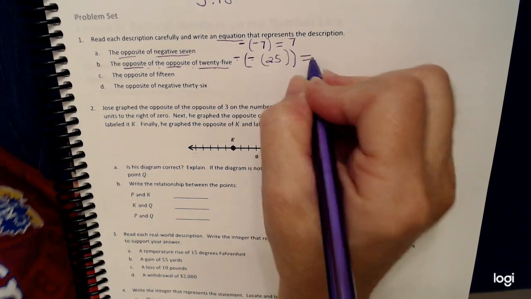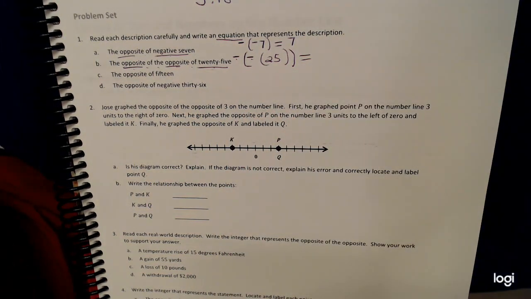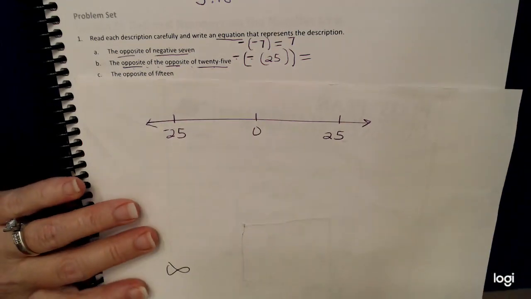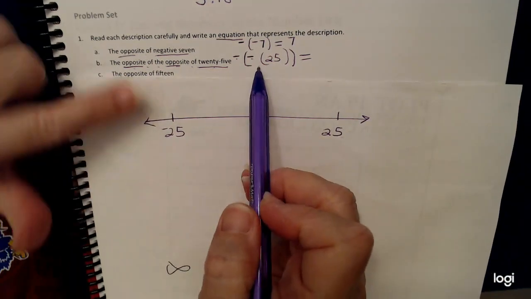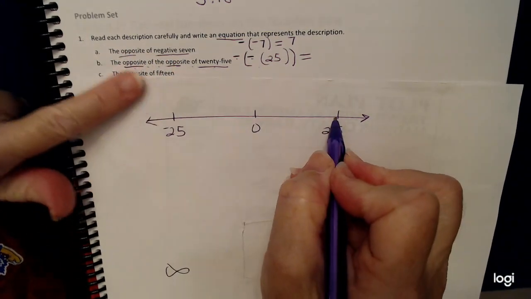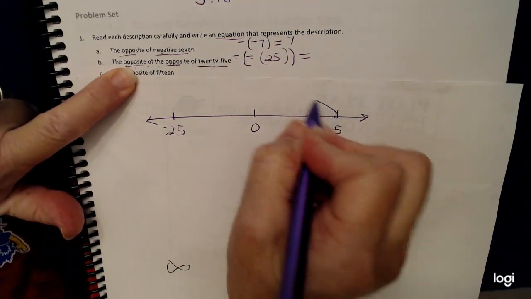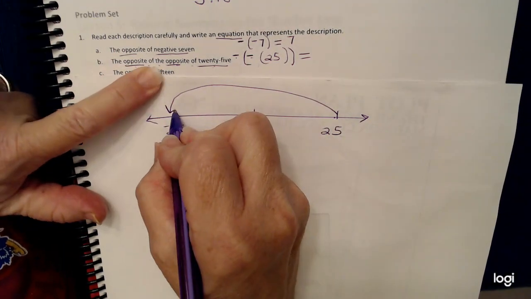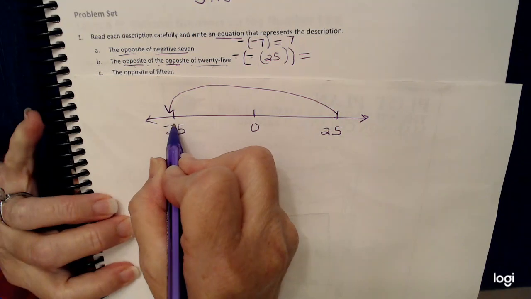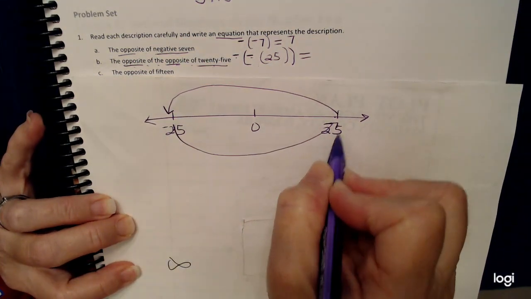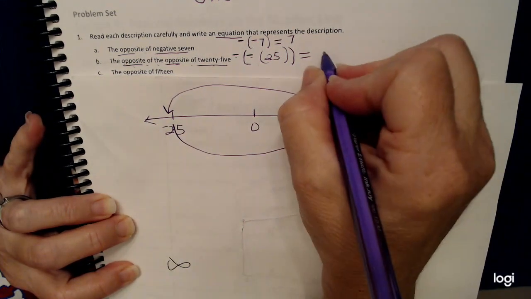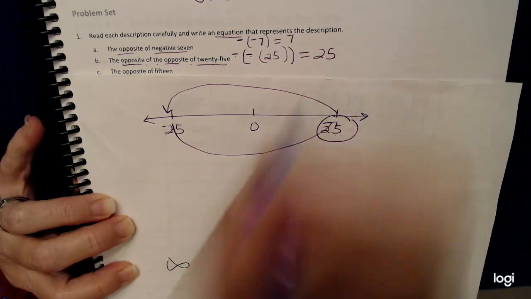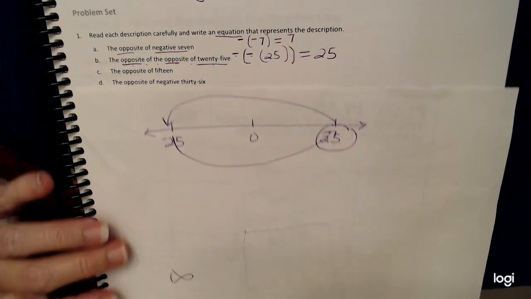So we have here the opposite of the opposite of 25 equals what? So I like to make a number line. There's my little number line. My original number is 25. And I'm saying the opposite is -25, of the opposite. So I've got to do opposite one more time. And I'm back to 25. Okay, let's go to the next one.